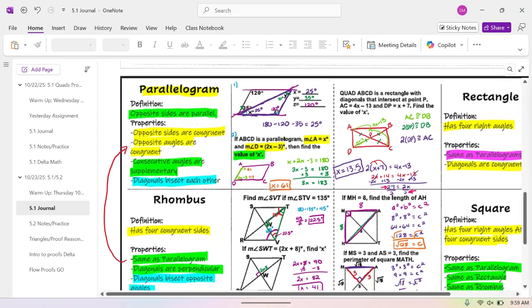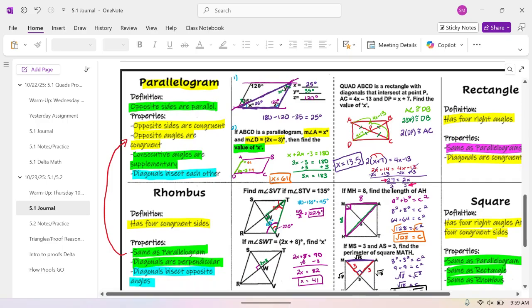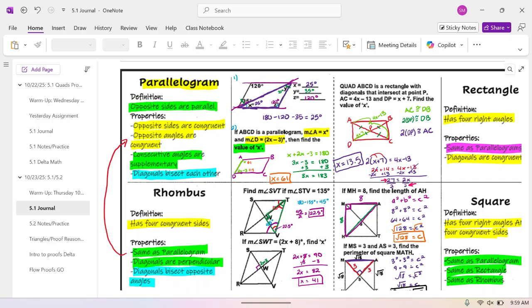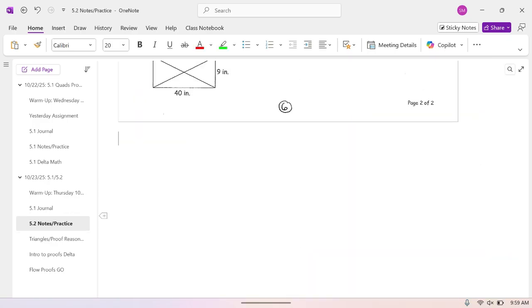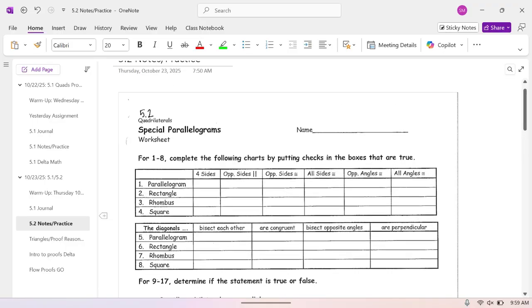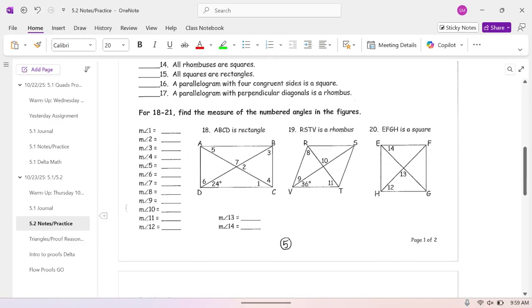All right. Now, let's go into our next section, which is proof. So now that we know the properties of quadrilaterals, let's start proving them. But before we do that, we're going to just review our properties and make sure we're pretty solid on that. So take out your packet and go to page 5.